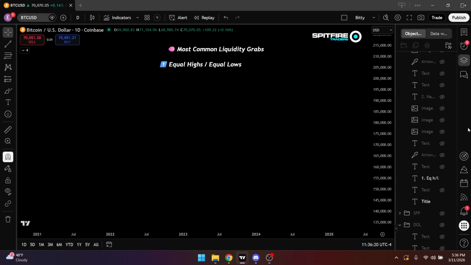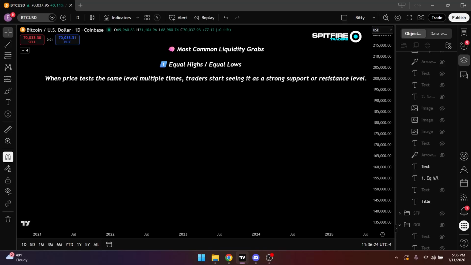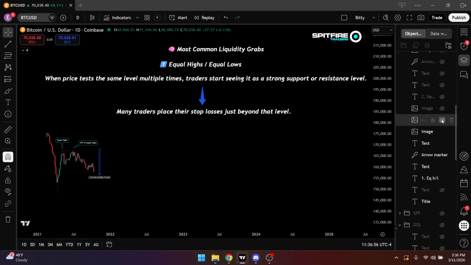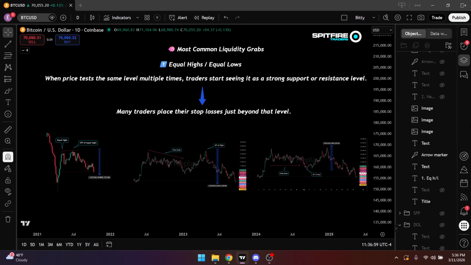First one, equal highs and equal lows. When price tests the same level multiple times, traders start seeing it as a strong support or resistance level. Because of that, many traders place their stop losses just beyond that level. For example, if price forms equal highs, traders who are short will often place their stop losses above those highs. At the same time, breakout traders may place buy orders above that level, expecting the market to break out. All those orders create a liquidity pool above the equal highs.